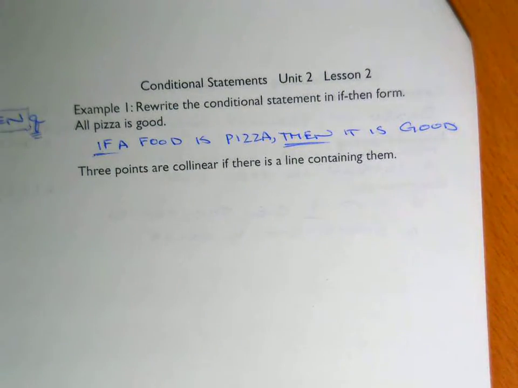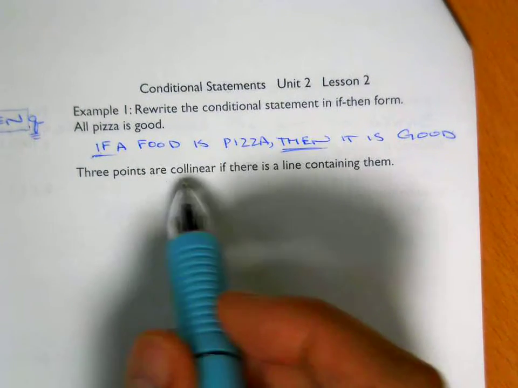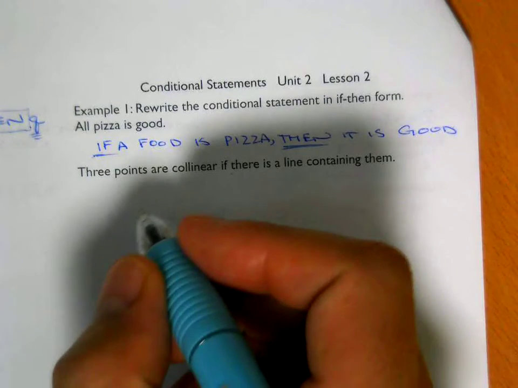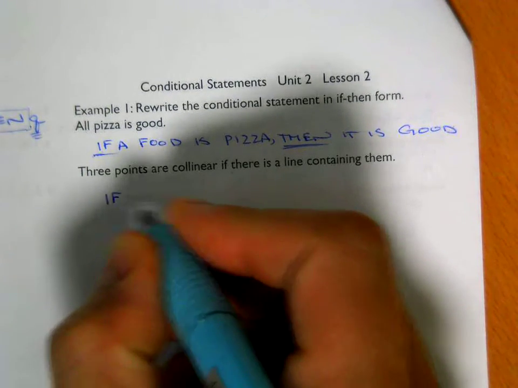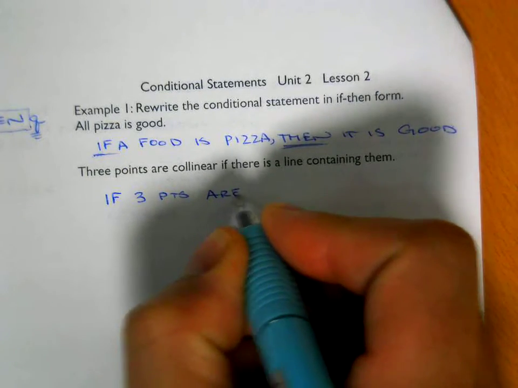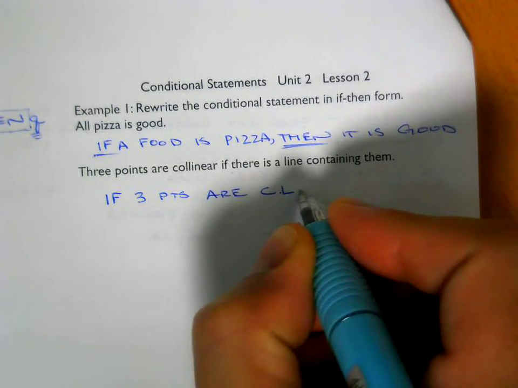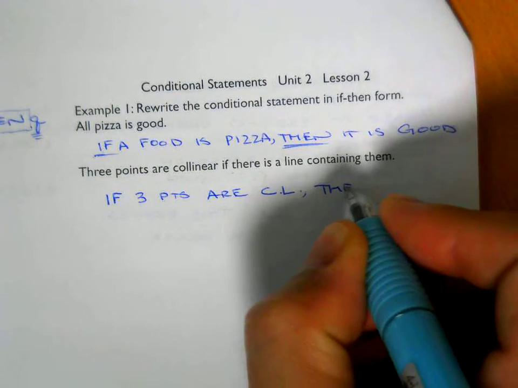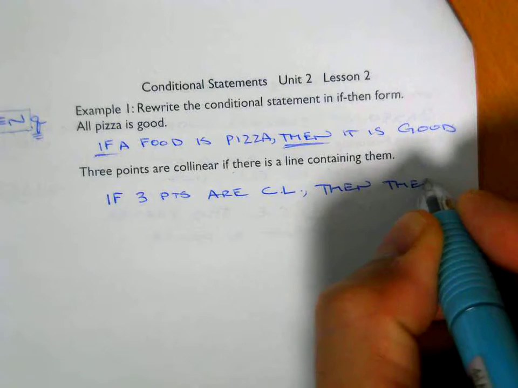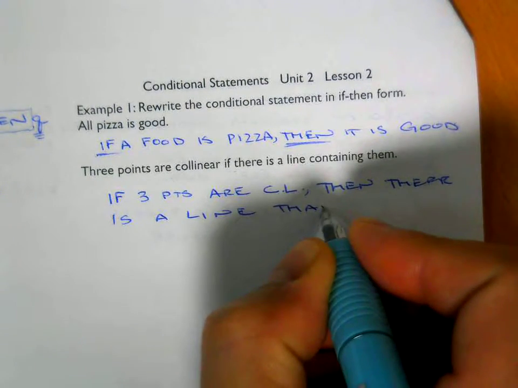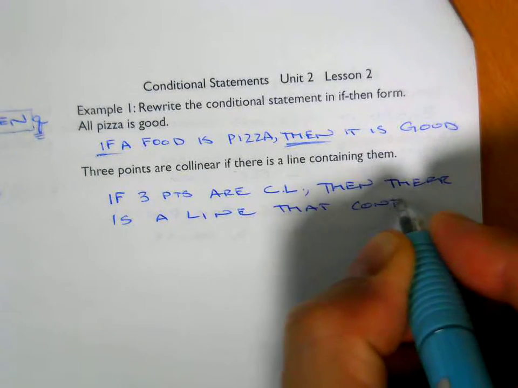Oftentimes we'll have some sort of fun example, followed by a mathematical example. We'll follow that pattern here. It says, 3 points are collinear. Remember what that was from chapter 1: if there is a line connecting them. So we'll say, if 3 points are collinear, then there is a line that contains them.